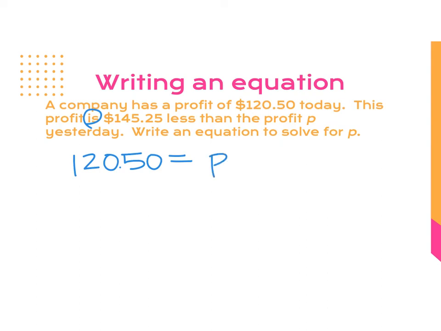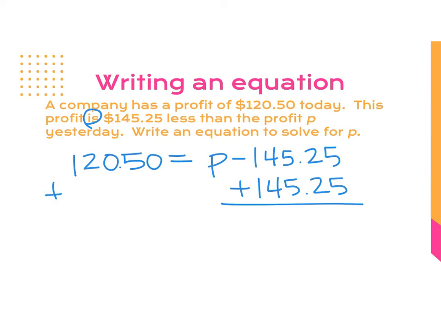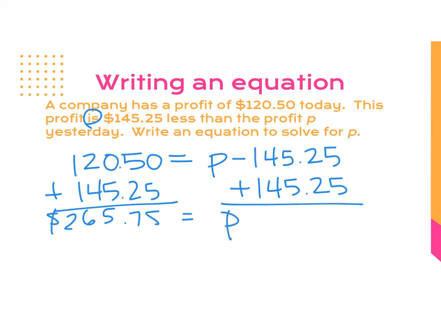So I know that the profit P from yesterday minus $145.25 would be equal to $120.50. Less than means subtract. So in order to solve for P, I'm going to get it alone by using the inverse of subtraction, which is addition. And we are going to use that same amount that was originally subtracted to add to both sides. This means that the profit from yesterday was $265.75.